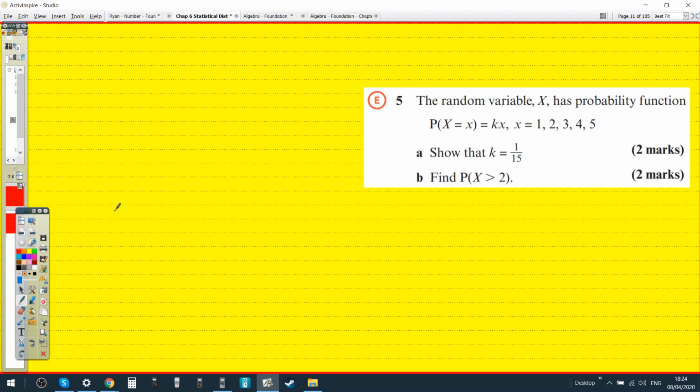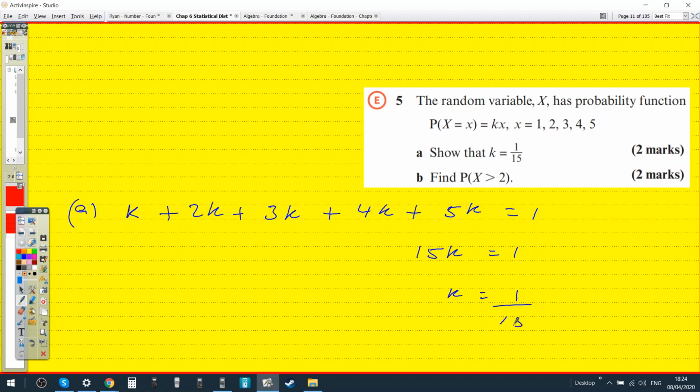So probability goes k, 2k, 3k, 4k, 5k, which adds to 15. So 15k equals 1 and then k equals 1 divided by 15, which is 1 over 15. That's it. And how many marks is that worth? It's worth 2 marks. I think you got them.